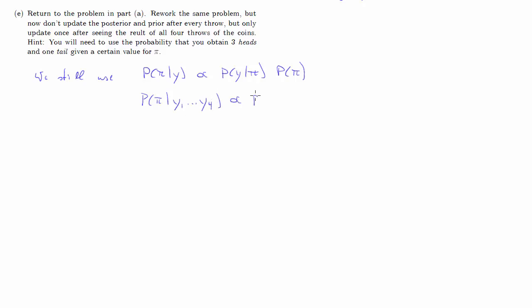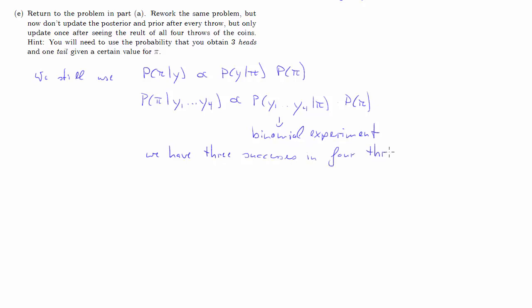However, what I now want you to do is adjust that likelihood part to not be the likelihood of y1 given pi and then y2 given pi, but to be the likelihood that you see y1, y2, y3 and y4 given pi. Now, basically what we've undertaken here is a binomial experiment. And in this binomial experiment, we have 3 successes in 4 throws. And of course, you know how to calculate the probability in a binomial experiment for 3 successes.